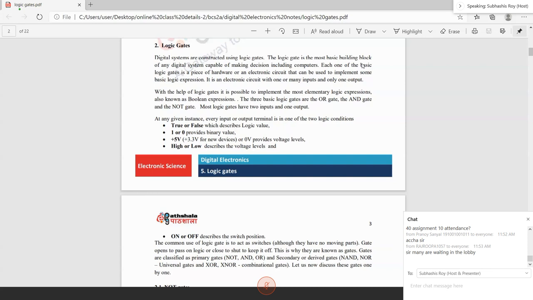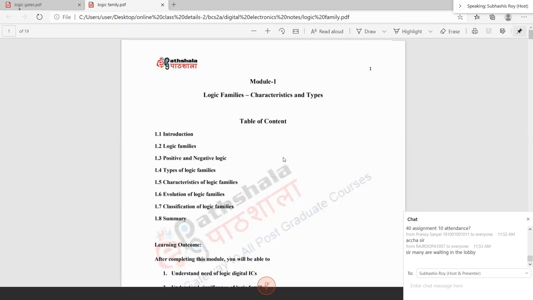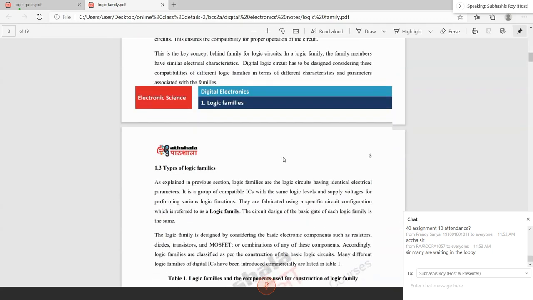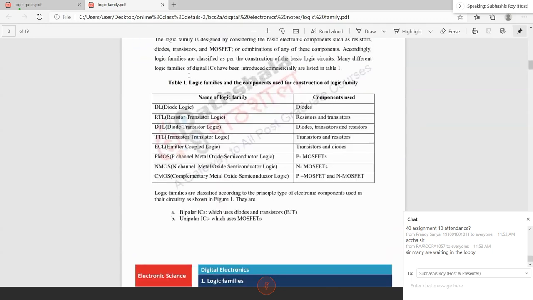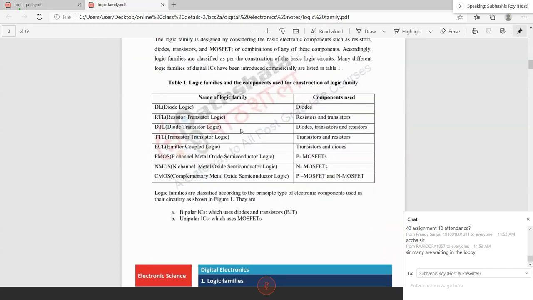And there is also a chapter called logic family. Just 1 second. Logic family. So what is actually a logic family? Logic gates and logic family are interconnected. You can see in this document the names of the logic families and components used. Is it visible?